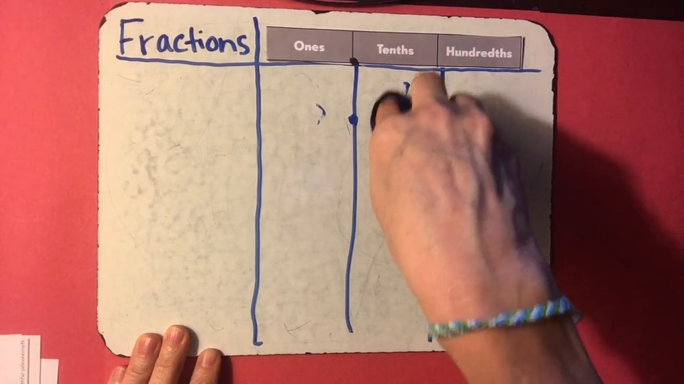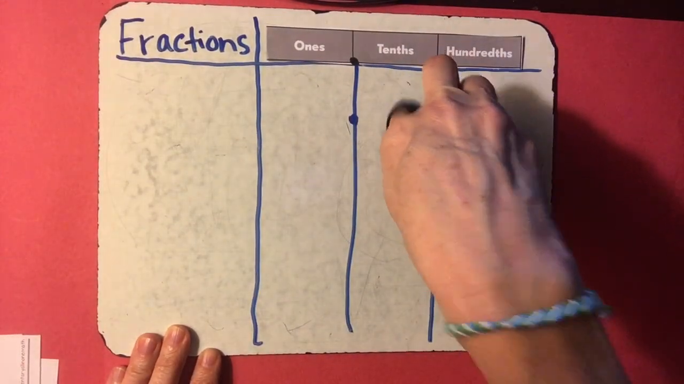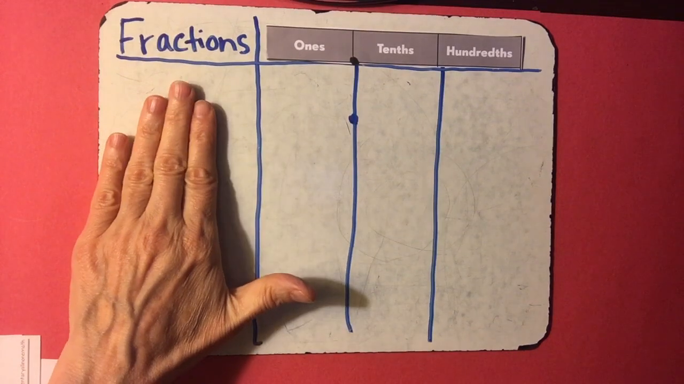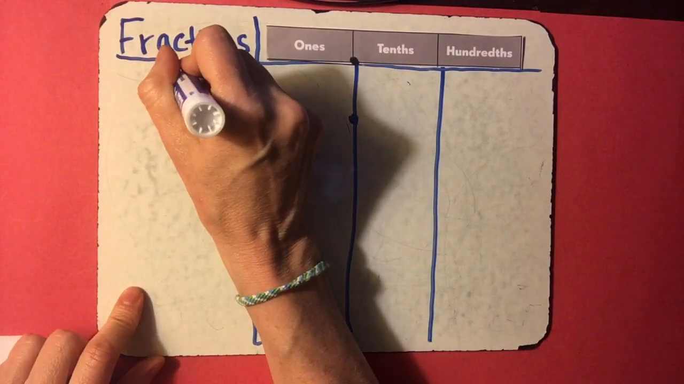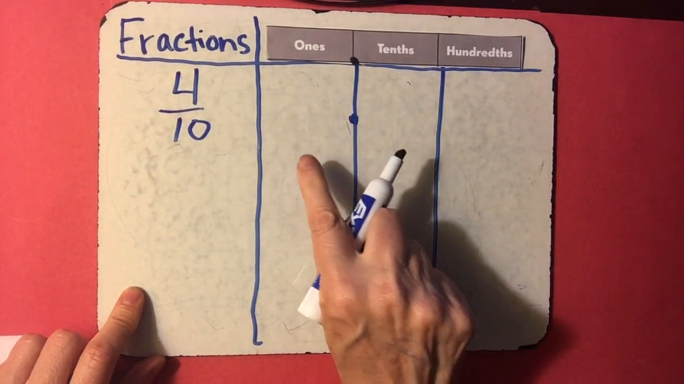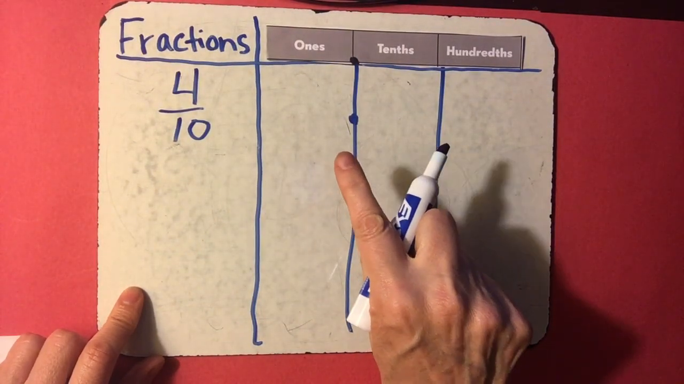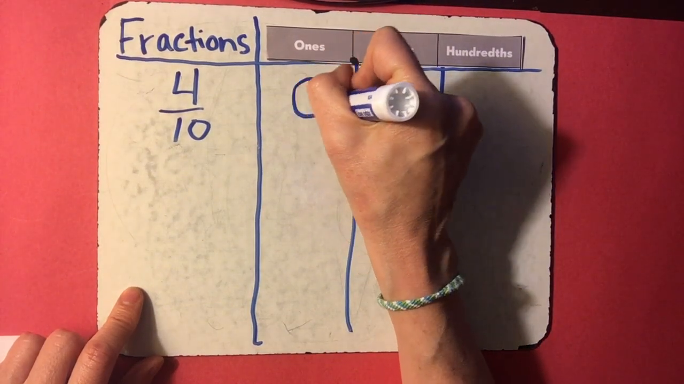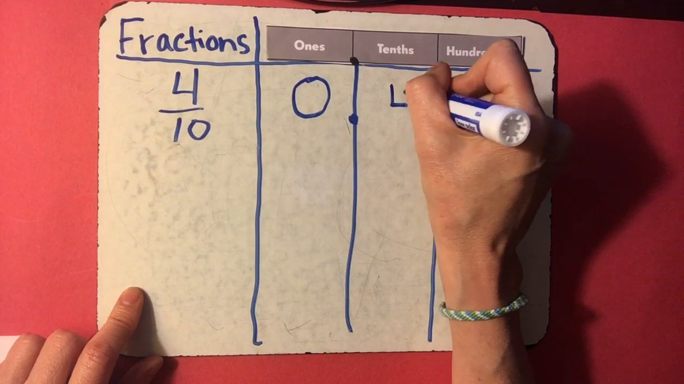Okay, hopefully you're all ready to go with your chart. What we're going to do today is really review the idea of that placeholder 0. What does that really mean and how does it work for us? The first thing I want you to do is write 4/10 in the fractions column. So over here we'll write 4/10. Then over here what I want you to write is 0 and 4/10. So we're going to show this placeholder 0, 0 and 4/10.